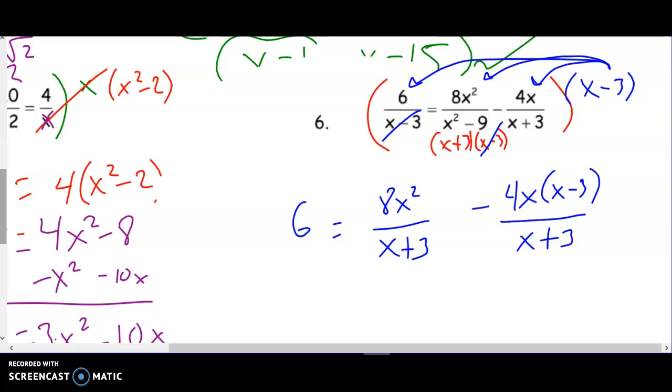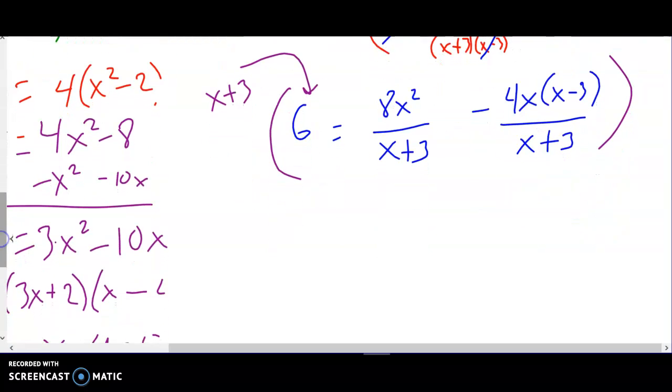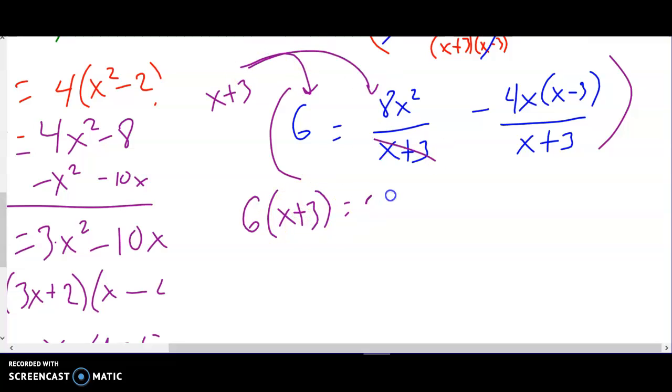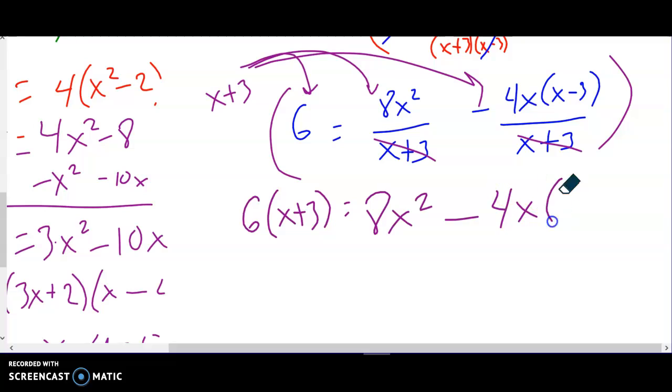Next fraction, I would like to cancel out. It's x plus 3. So times 6. So 6 times x plus 3 times that one cancels, times that one cancels. So minus 4x times x minus 3 results. Distribute, combine like terms, and solve this guy.